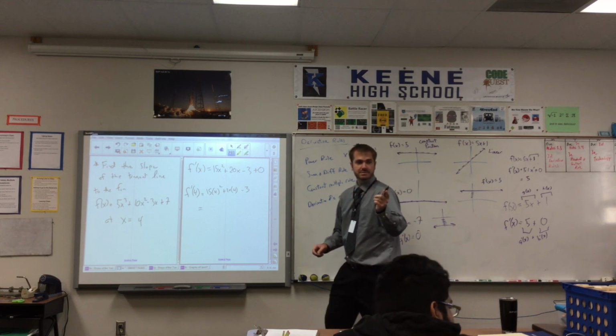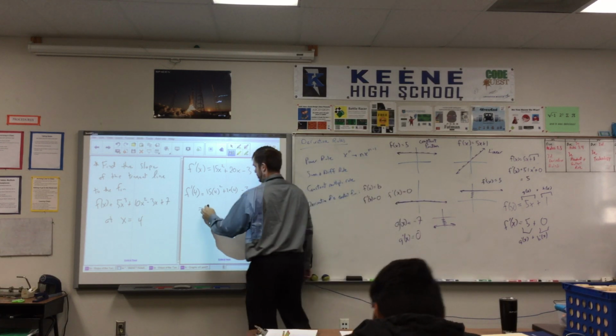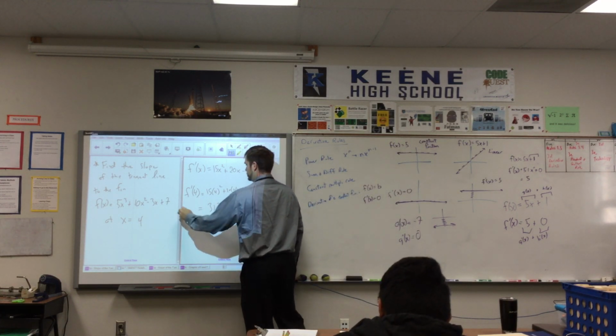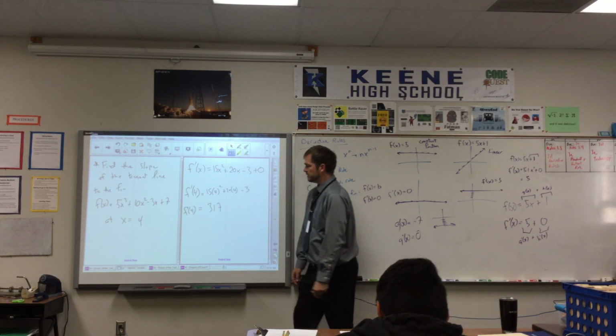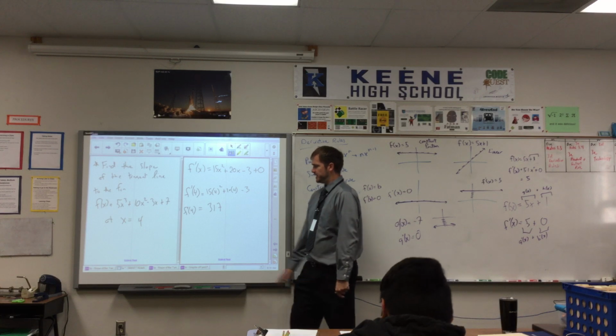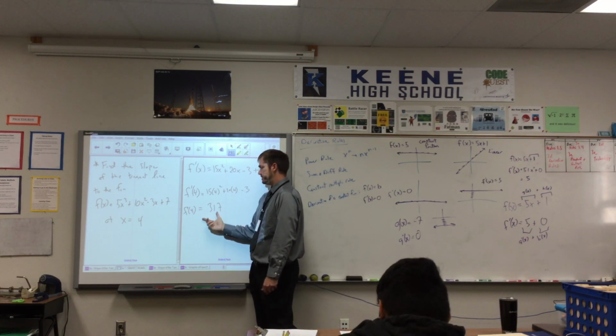$317? Anybody else? Alright. So f prime of 4 equals 317. Clue, what does that mean though? What does f prime of 4 equals 317? What does this mean?